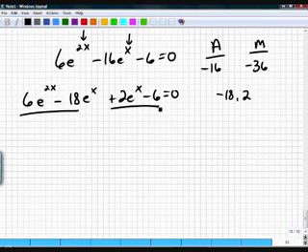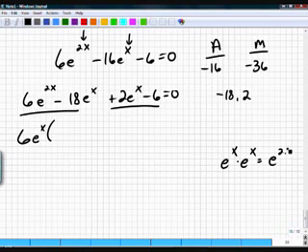Group it and watch really close. Factor out a 6, and also factor out an e to the x power. Think about your rules for exponents. If I multiplied e to the x times e to the x, that's e to the 2x power, because you add exponents, correct? x and x is 2x. So 6e to the x times what gives you 6e to the 2x? e to the x.